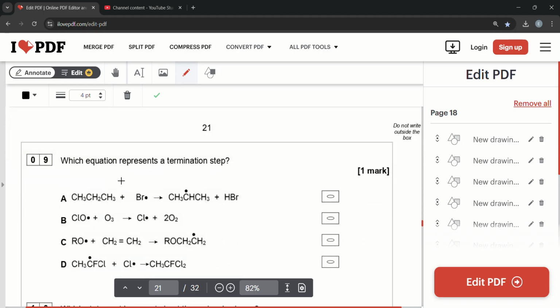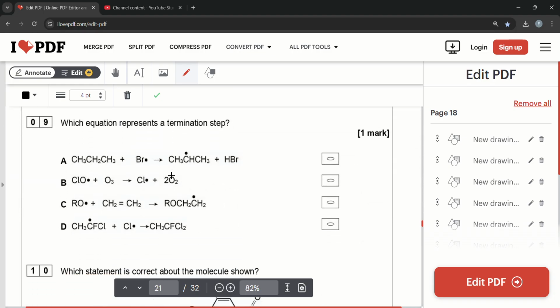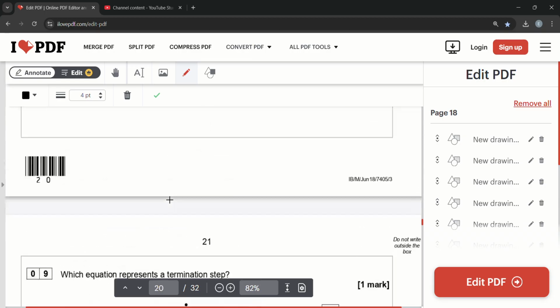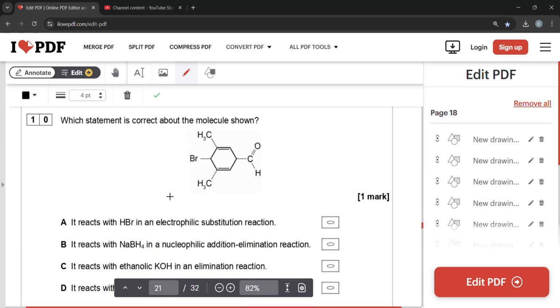Question 9, which option represents the termination step? This is a really nice one. It's obviously going to be D. Two free radicals to form a covalent bond. So 8 is A, 9 is D.